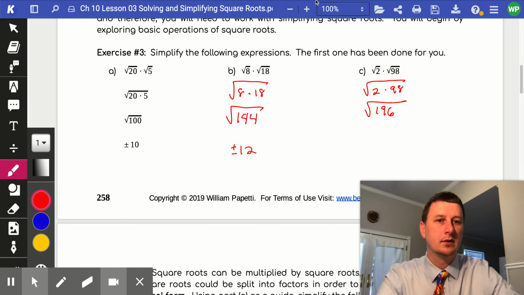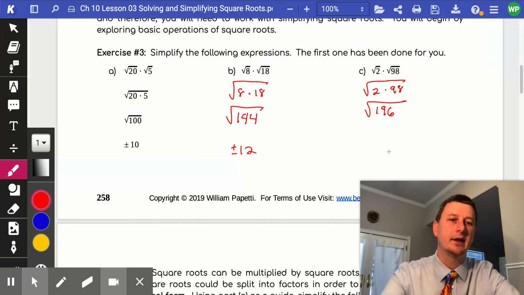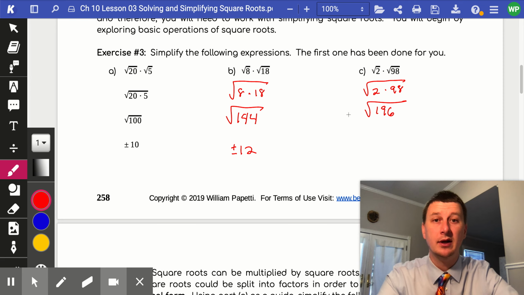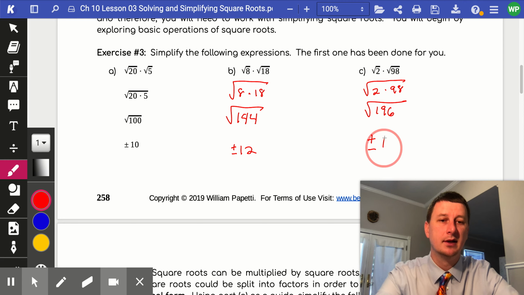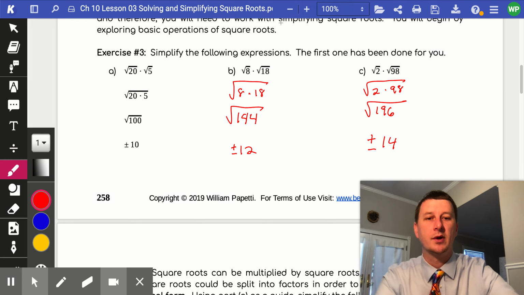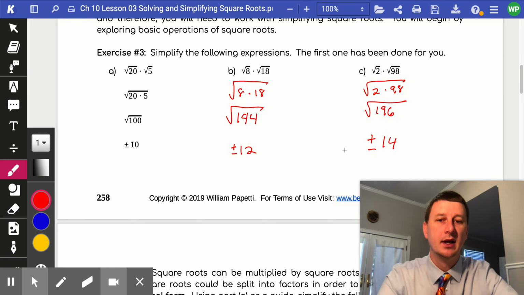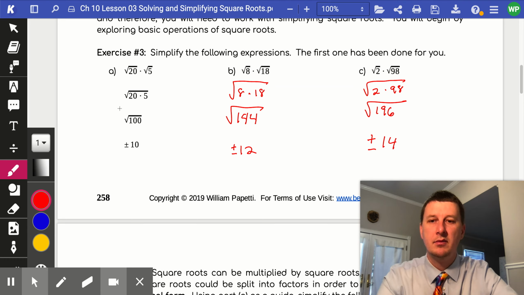So we need to now know what is the square root of 196. So you could go ahead and put that in your calculator. Your calculator is only going to give you the positive answer, but we need to know that there's also a negative answer. So we're going to start off our answer with plus or minus, and you should get 14 in your calculators.